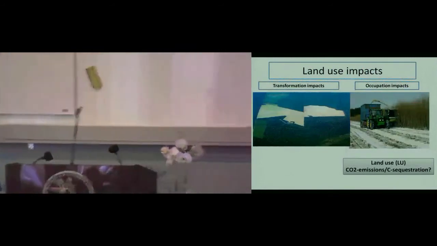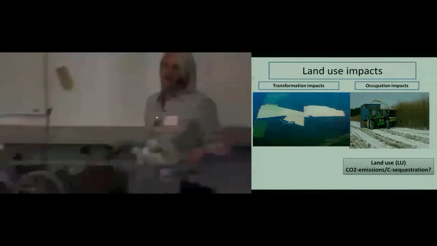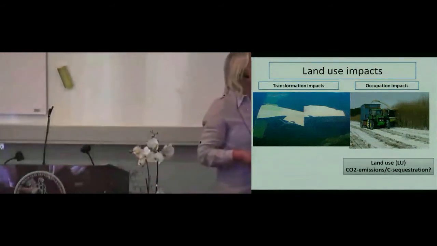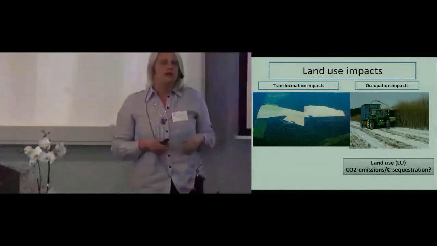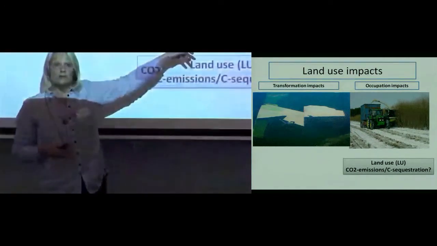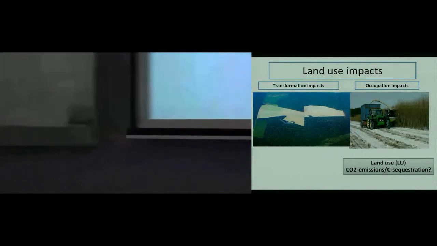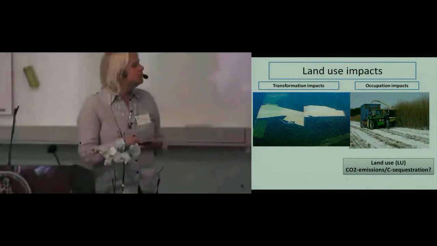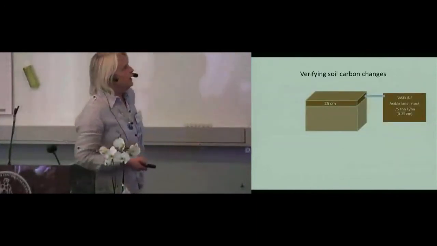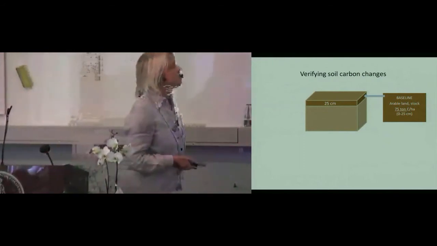I will say something about occupation now, and I try to split transformation impact and occupation. And occupation, this is a tractor where you take salix, willow, you grow willow. And here I want to know, if I start the 1st of January and end the last of December, and I have done a lot of activity on that field, is this activity giving emissions from soil, or are they giving carbon sequestration? So that's more like occupation impacts. And here we have this problem with verifying soil carbon changes.